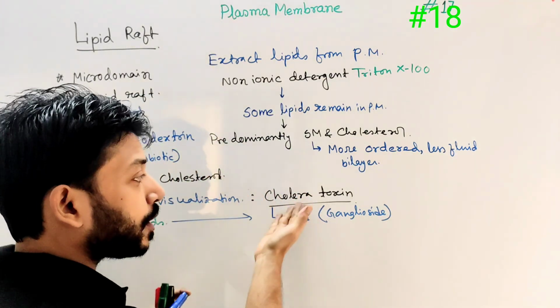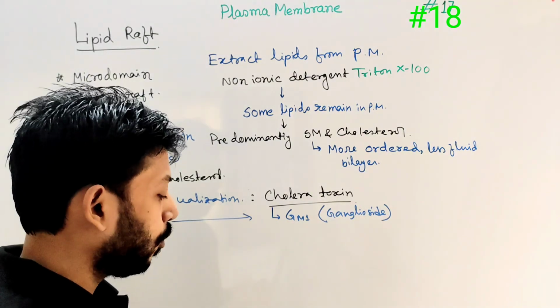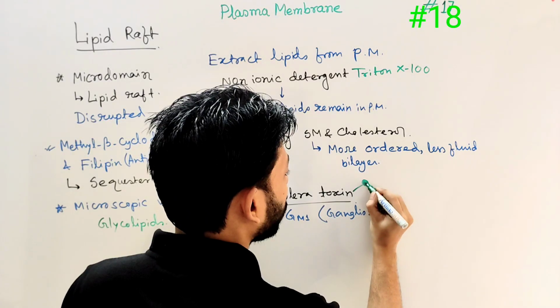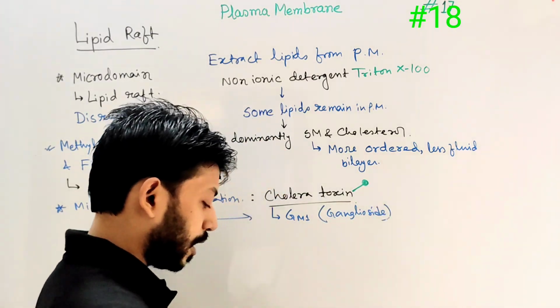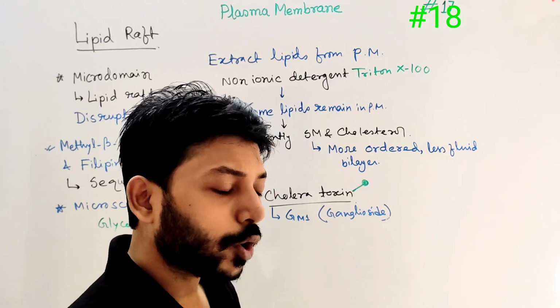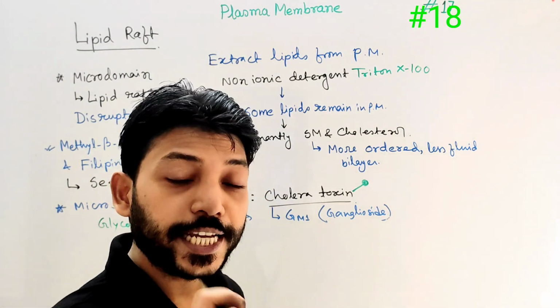But scientists can use this cholera toxin to visualize the lipid rafts. How? We can tag this cholera toxin with fluorescent dye. Fluorescent dye can fluoresce at a particular wavelength, so we can actually see the structure of lipid rafts in intact cells.